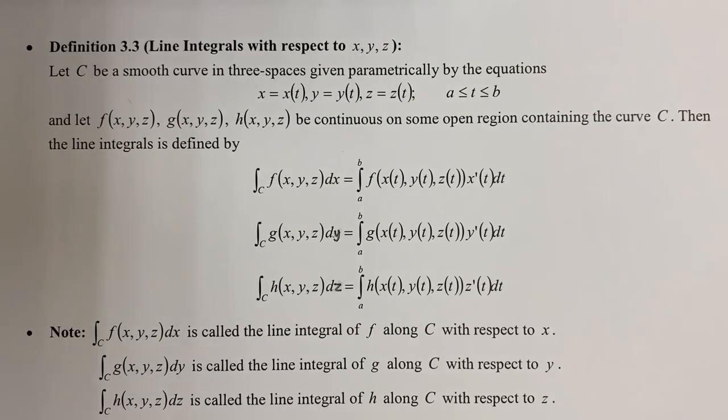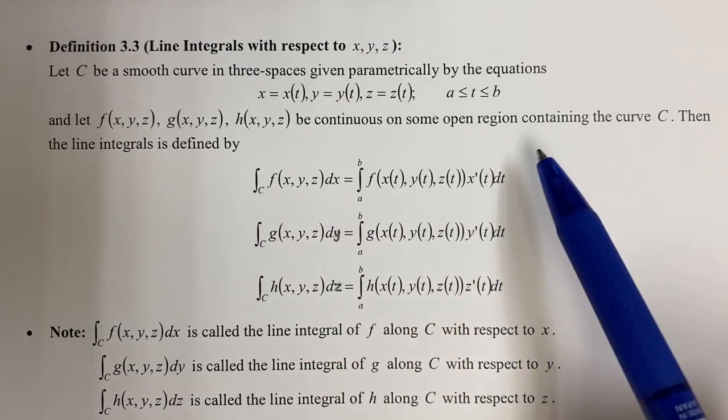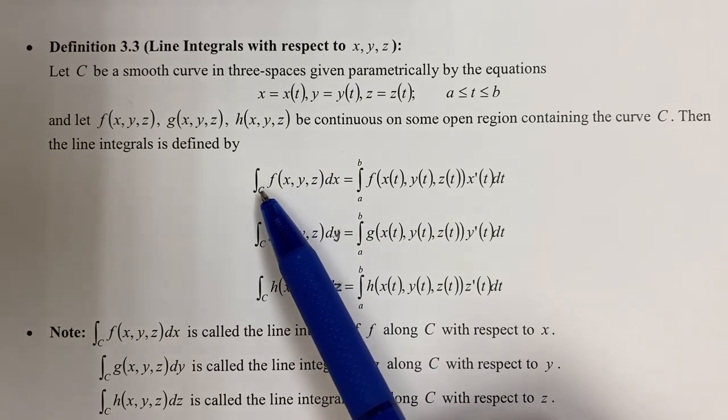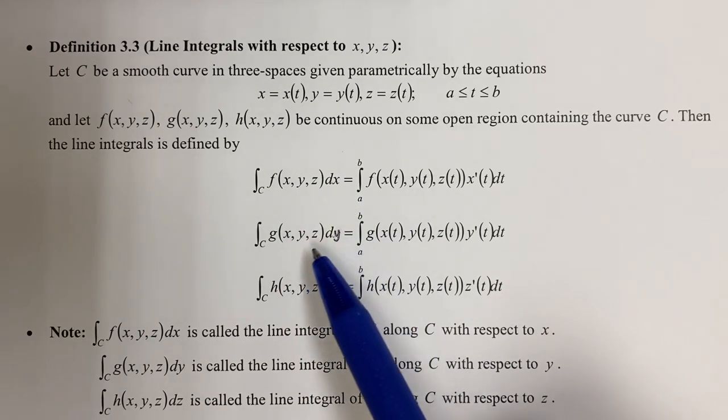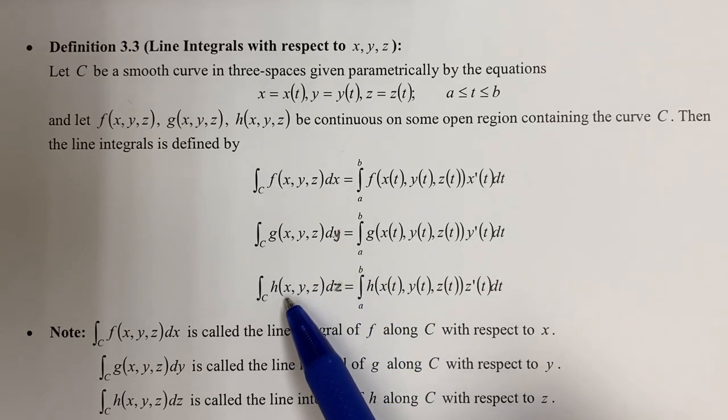In line integrals also, we have Definition 3.3, line integrals with respect to x, y, or z. Let C be a smooth curve in 3-space given parametrically by the equations x, y, and z in terms of t. And let f(x,y,z), g(x,y,z), h(x,y,z) be continuous on some open region containing the curve C. Then the line integrals are defined by these three. If you want to find the integration of f(x,y,z) dx, g(x,y,z) dy, or h(x,y,z) dz.